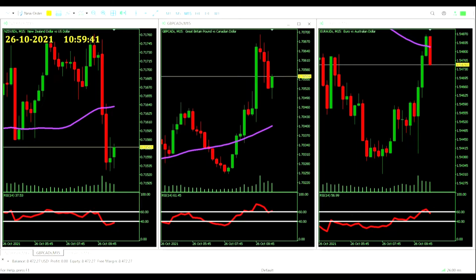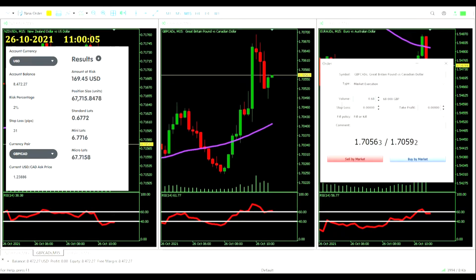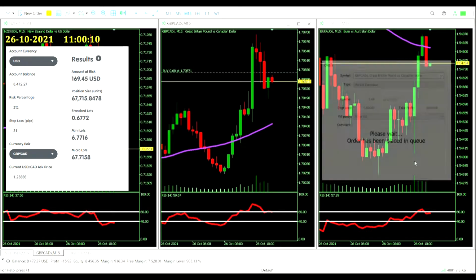That's what we're going to go for. That allows us to calculate our risk so we can open up for a new order. You can see how the risk is done on the screen. And there we are. The close comes, and so we can get into a buy trade here. This price comes back down.